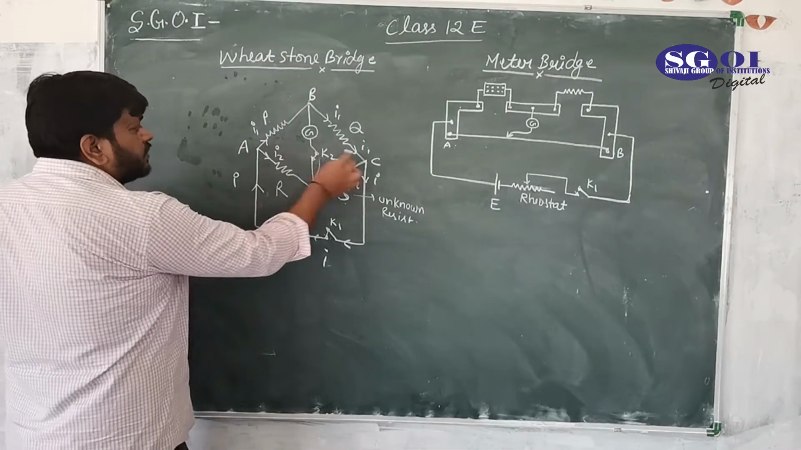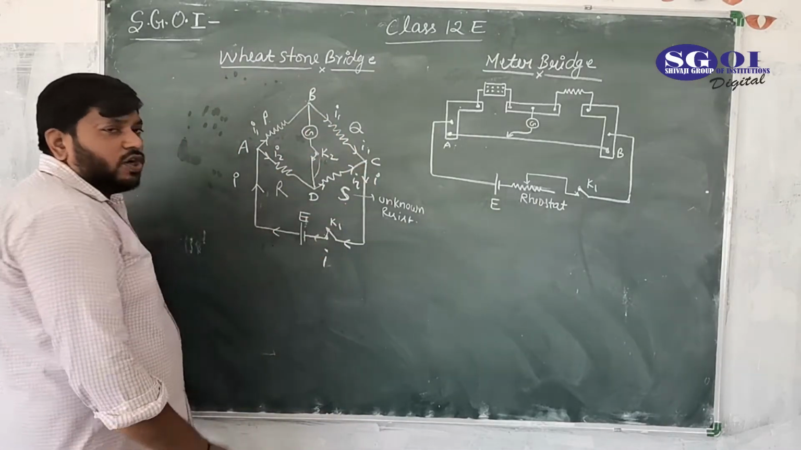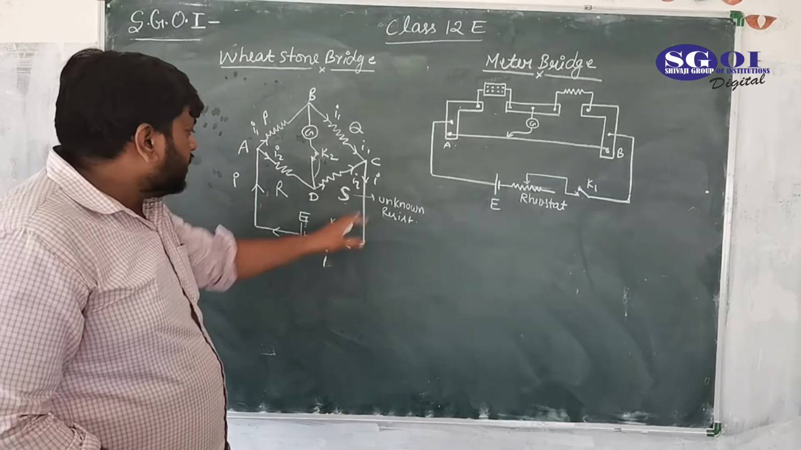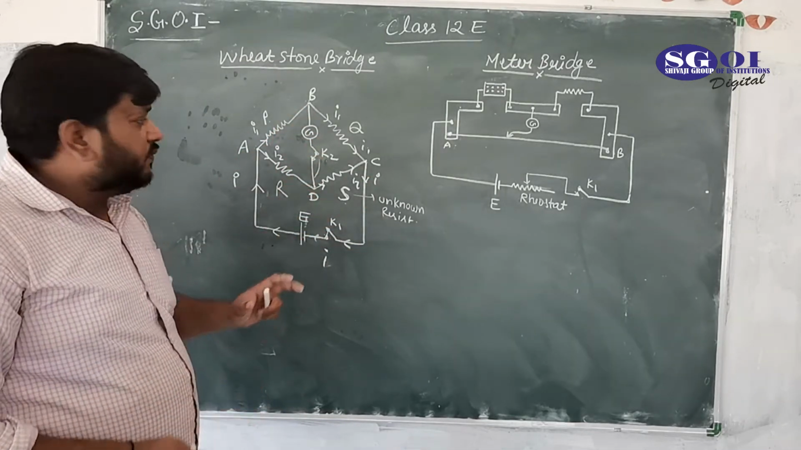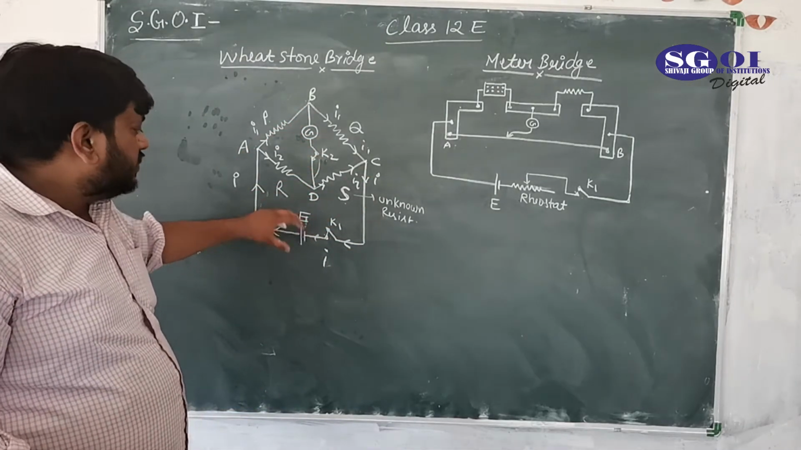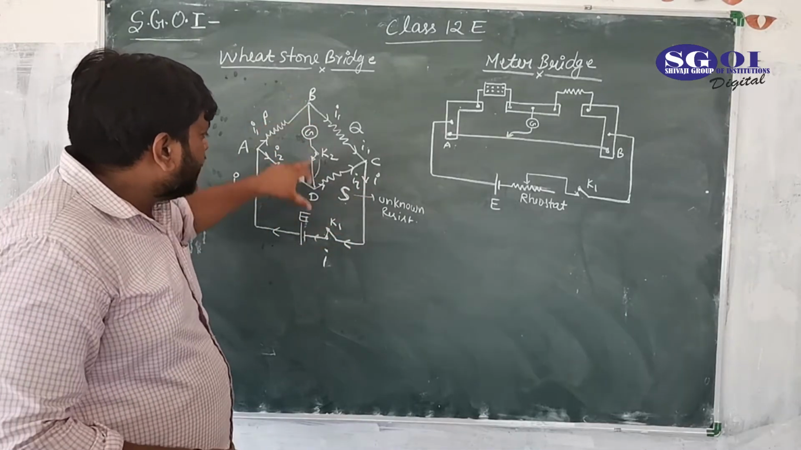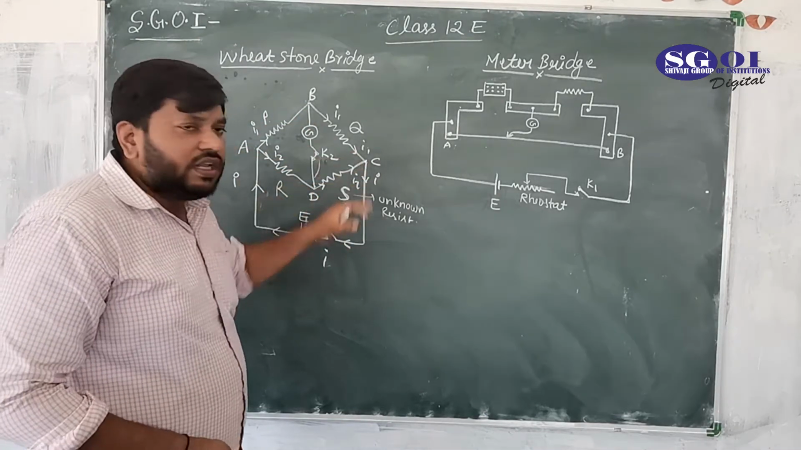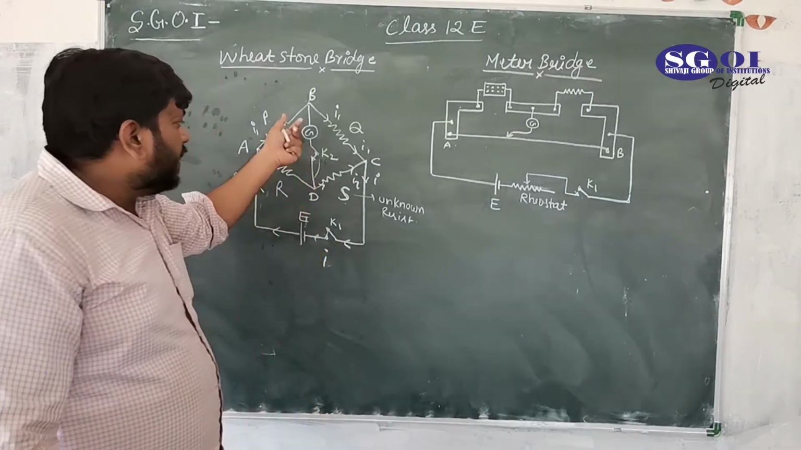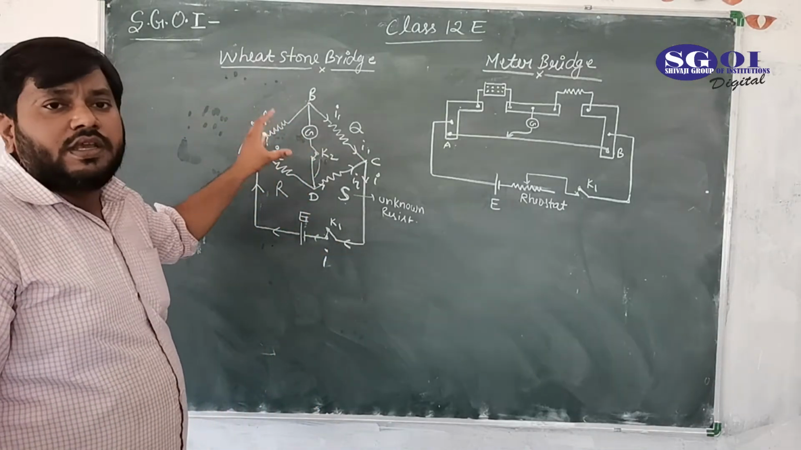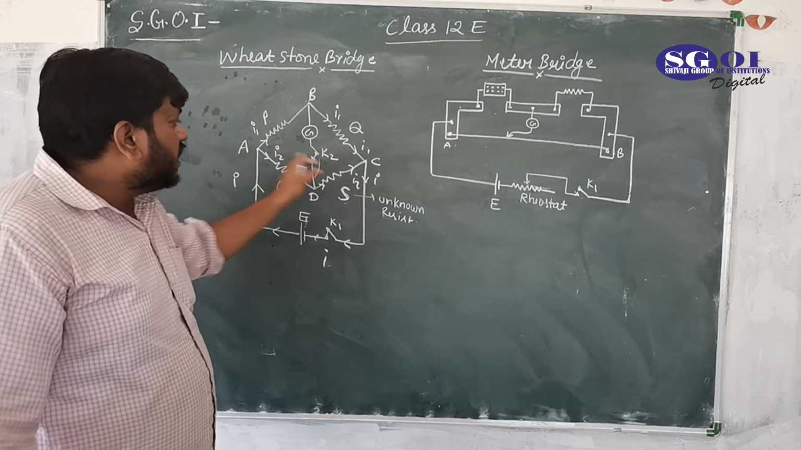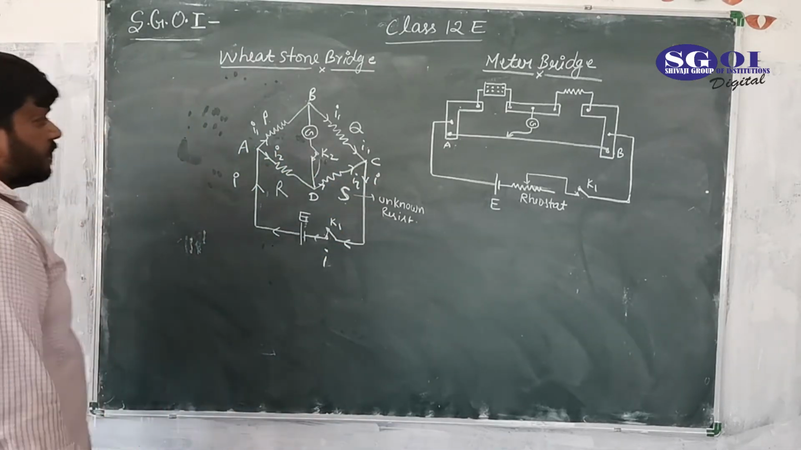These diagonal arms are called conjugate arms because on interchanging this circuit and this circuit, if the bridge is balanced, then we change this circuit and connect it there, and connect this circuit there. There would be no difference in the balancing of the bridge. The bridge would remain balanced. That's why these are called conjugate arms.